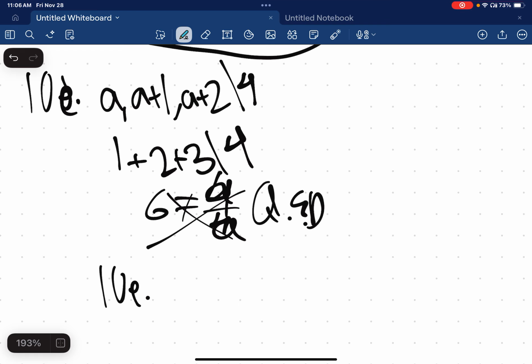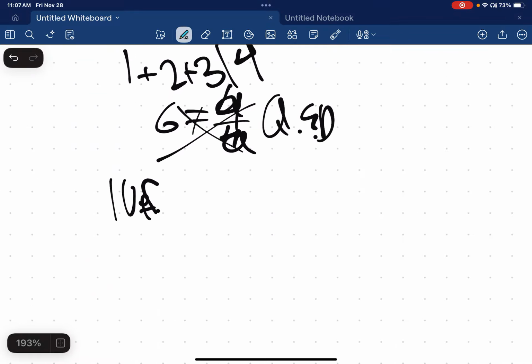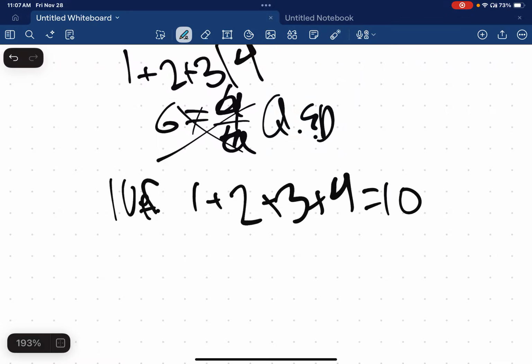This is 10E, and this is 10F. The sum of 4 consecutive positive integers is always divisible by 4. Okay, so this one is going to be 4 consecutive positive integers. Let's just take 1 again. 1 plus 2 plus 3 plus 4 is equal to 10. And 10 is not divisible by 4, so that's our proof.